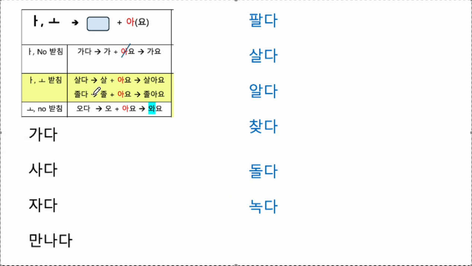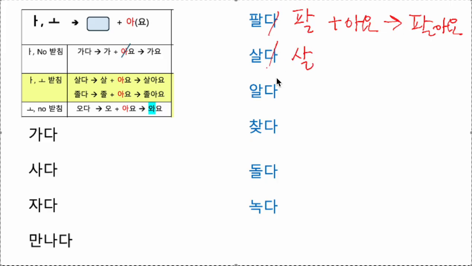Now, the next one, the yellow part, means there's no irregularity. Okay, so it ends with 아 or 오. This one was just 아, but here it's 아 and 오. If they have a 받침, then it's not irregular. It's regular. For example, 팔 plus 아요. You don't drop anything. It's just 팔아요. Same thing here. 살 plus 아요 is 살아요.